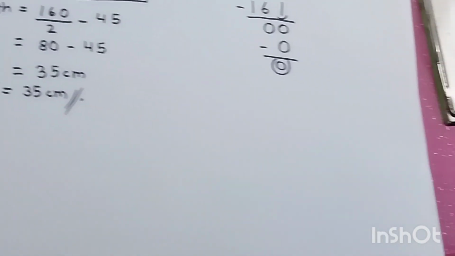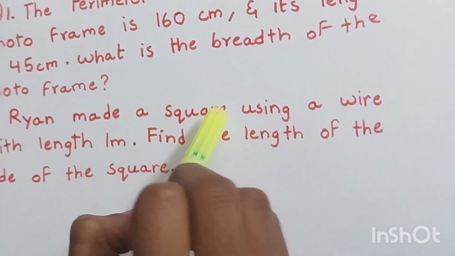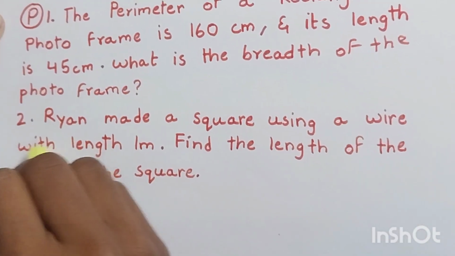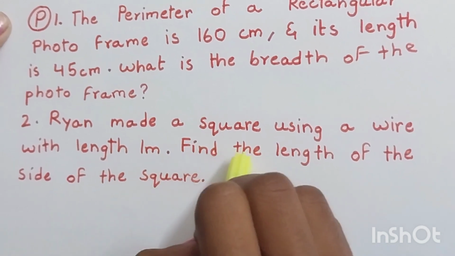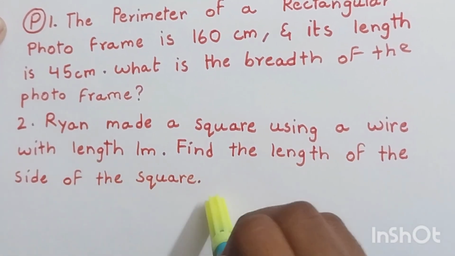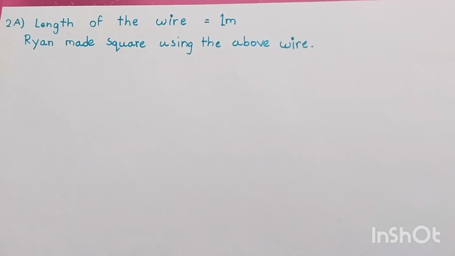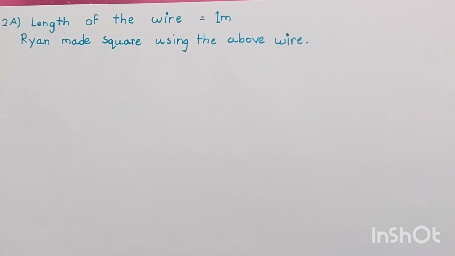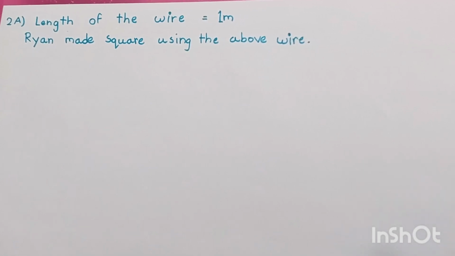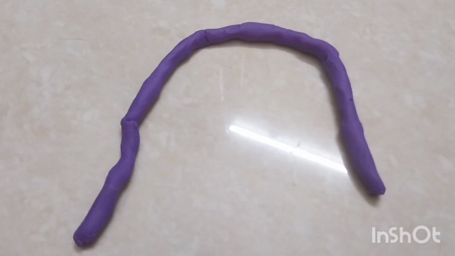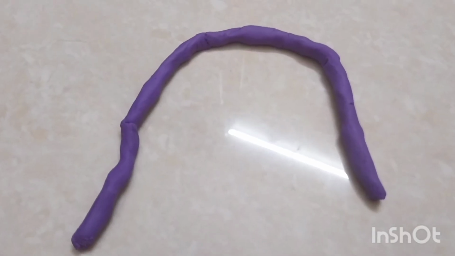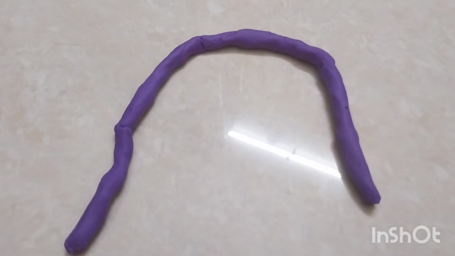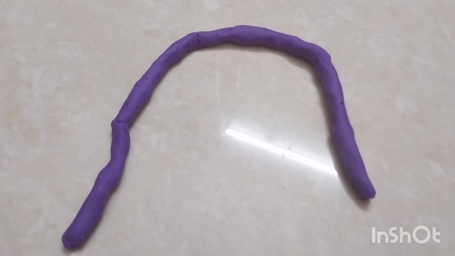Up to the next problem. The second problem is: Ryan made a square using a wire with length 1 meter. Find the length of the side of the square. Given that the length of the wire equals 1 meter, Ryan made the square using the wire. Now I'll show the real life example of this problem.